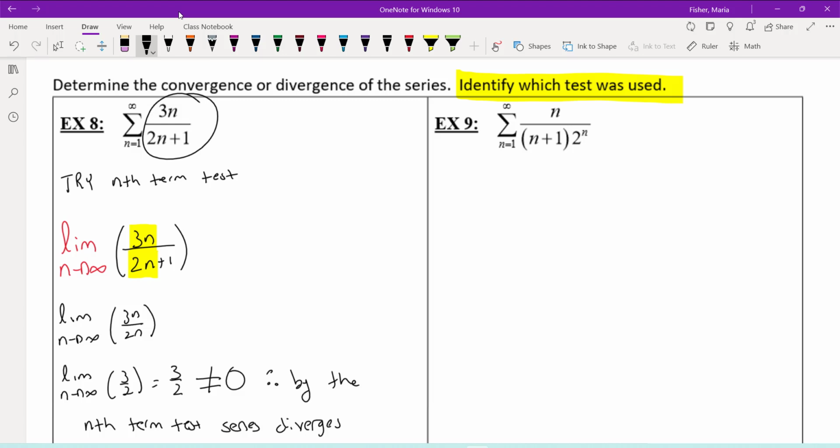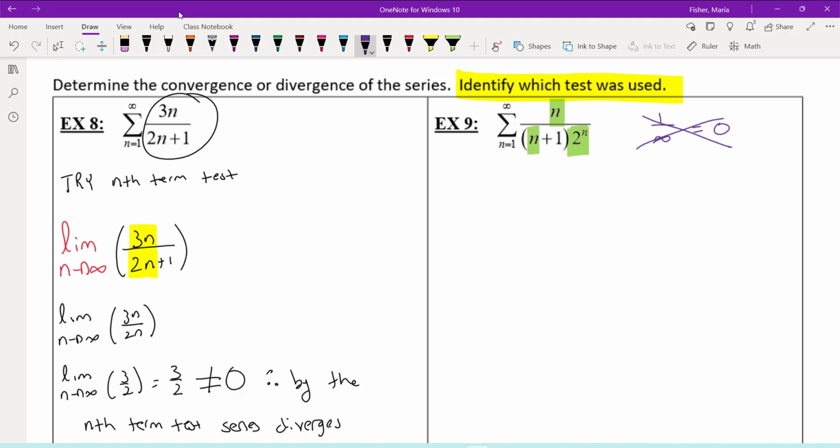What about number 9? The sum from n equal 1 to infinity of n over n plus 1 times 2 to the n. It doesn't look exactly like a geometric, and it doesn't look exactly like a p-series. We could try the nth term test here, but if you look at the leading terms, you'd have n over n, and that limit as n goes to infinity would be 1. Then you have a 2 to the n in the denominator, and that would be infinity in the denominator, so 1 over infinity gives you 0, and our test would fail.